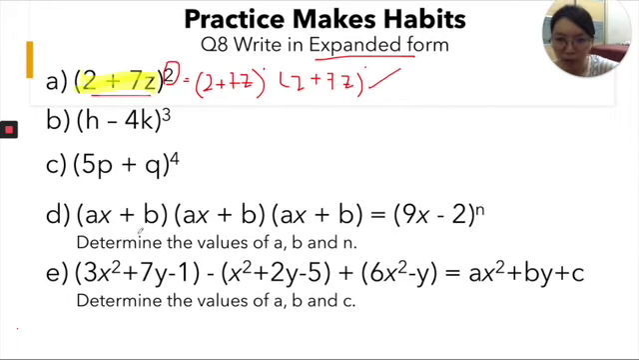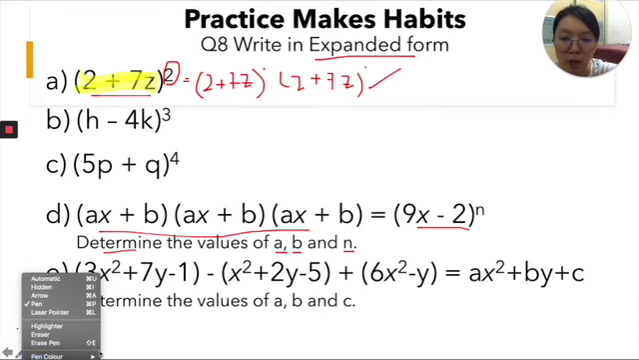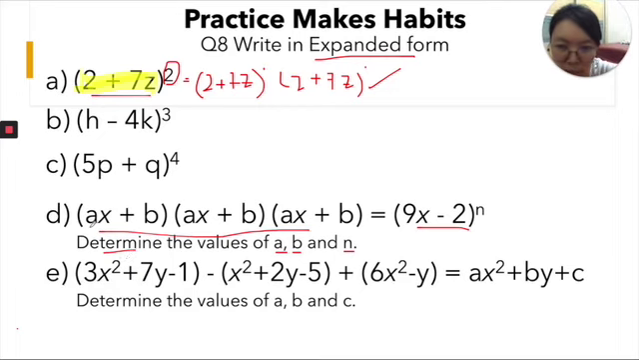D. Determine the values of A, B, and N. This is a K-BAC question. You have to think a little bit. So on my left, here is expanded form. On my right, it is an index form. 膨胀版, 缩减版. So you try to guess a little bit. Oh, let me look at this. AX plus B. So the pattern is AX plus B. The same thing, AX plus B. Same thing, AX plus B.